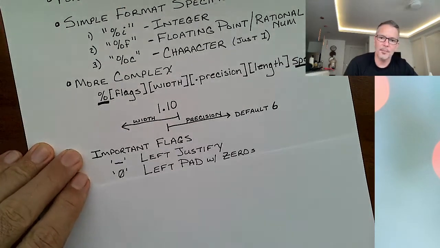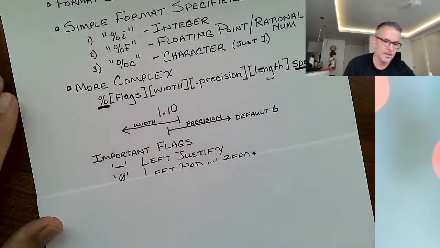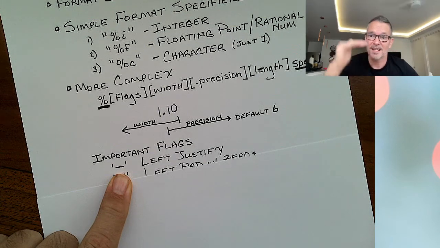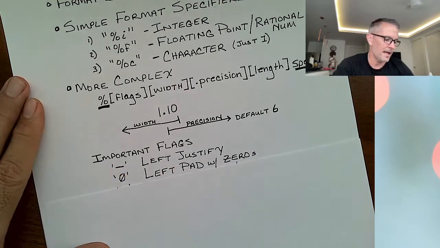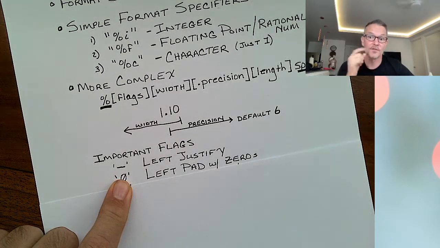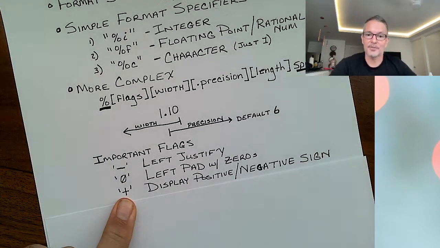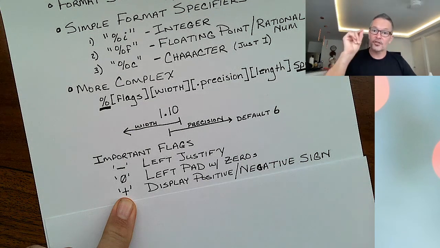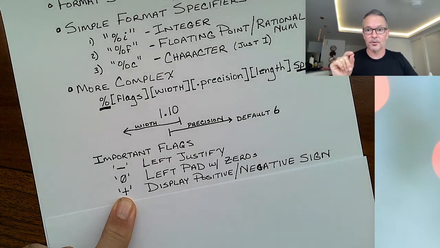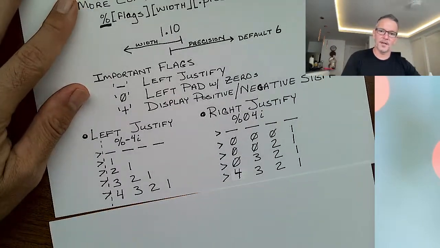So a couple of important flags, which can be presented before the width and the precision: the negative flag, which means left justify everything; the 0 flag, which means pad with zeros instead of padding with spaces; and then lastly, the plus sign, which means if it's a number, always show a plus or a minus to indicate whether it's positive or negative. The default is the computer will only print the negative sign if the number in your variable happens to be negative.